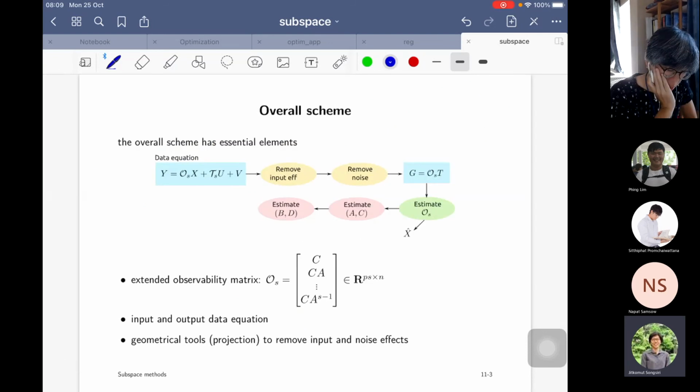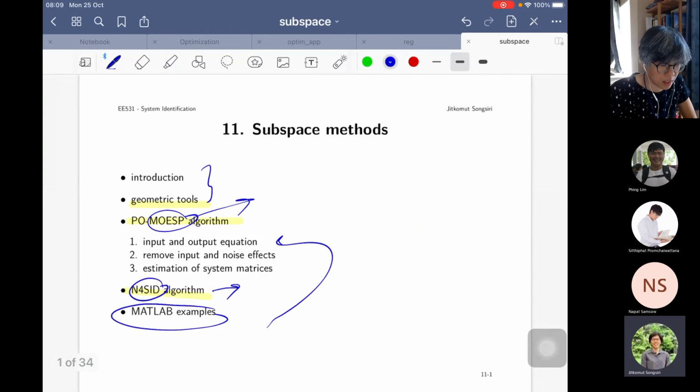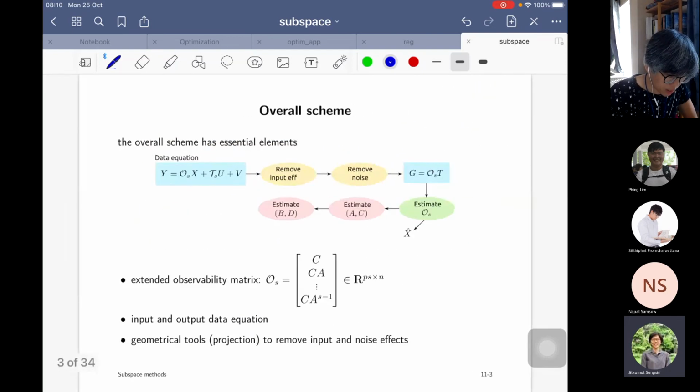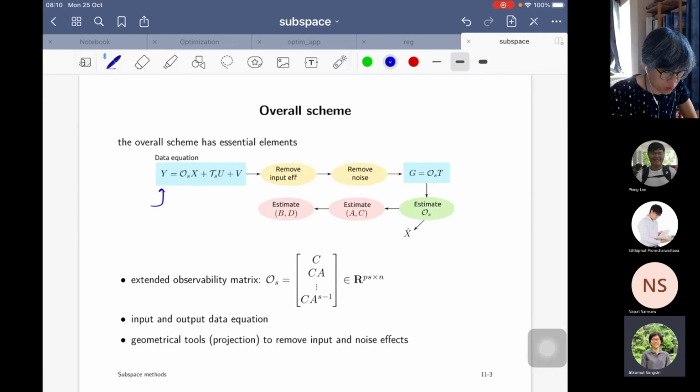So let me explain an overall scheme of the subspace method we consider here. As I mentioned, the main process will be conceptually explained according to the PO-MOESP algorithm. The scheme starts from deriving the data equation. This is very straightforward. You consider the state space equation and write down the output equation at time t plus 1, and so on.